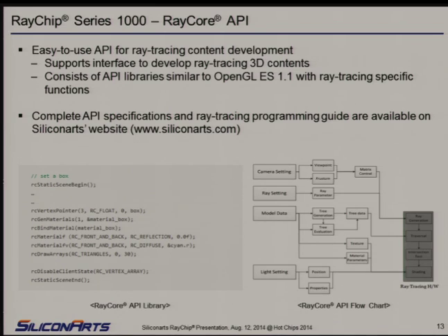From a software perspective, we also provide the RayCore API for easy programming. This ray tracing API provides similar interfaces to OpenGL ES programming. Complete API specifications and its programming guide are available on the SiliconArts website.